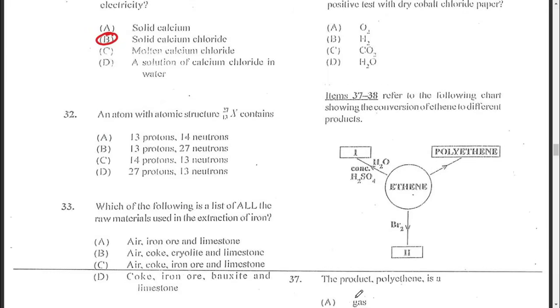32. An atom with atomic structure 27, 13 contains 13 protons, 14 neutrons, 13 protons, 27 neutrons, or 14 protons, 13 neutrons, 27 protons, 13 neutrons. The answer is A. 13 protons, 14 neutrons. 13 plus 14 will give us the mass number of 27.